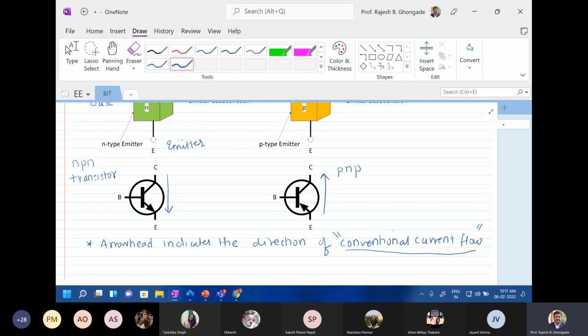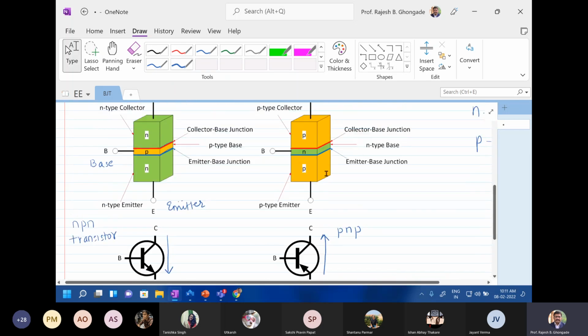So these two PN junctions exist within the transistor. These two junctions, we are going to call one the collector base junction, and the other the emitter base junction. These are very important terminologies. So we are going to call this the collector base junction, and this the emitter base junction. Similar is the case over here. All right.